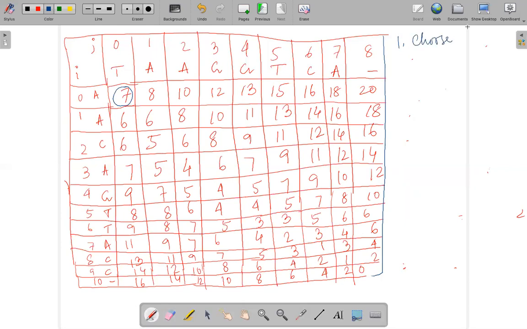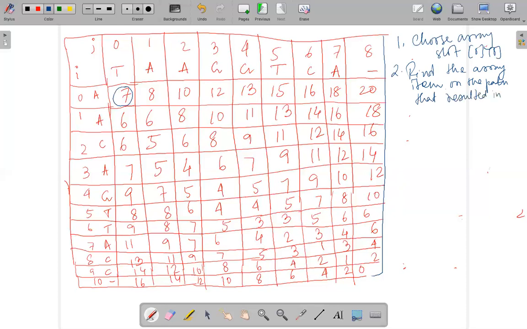Choose array slot 0, 0. Now you have to find the array item on the path that resulted in this cost. So we have 3 options.